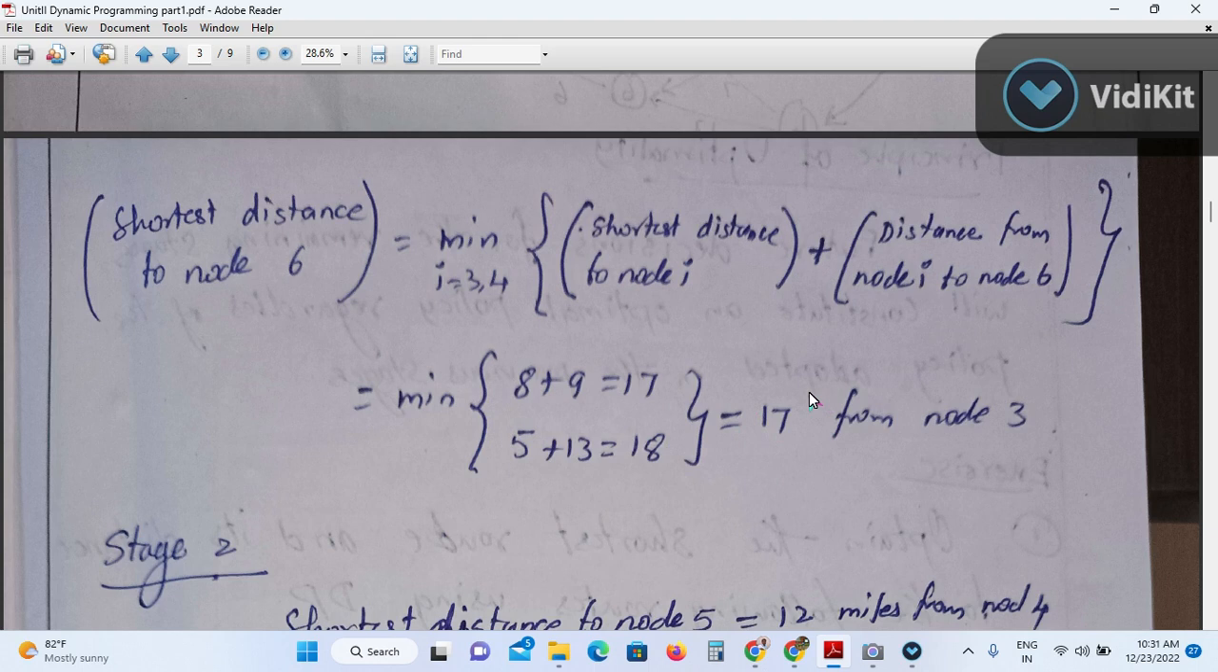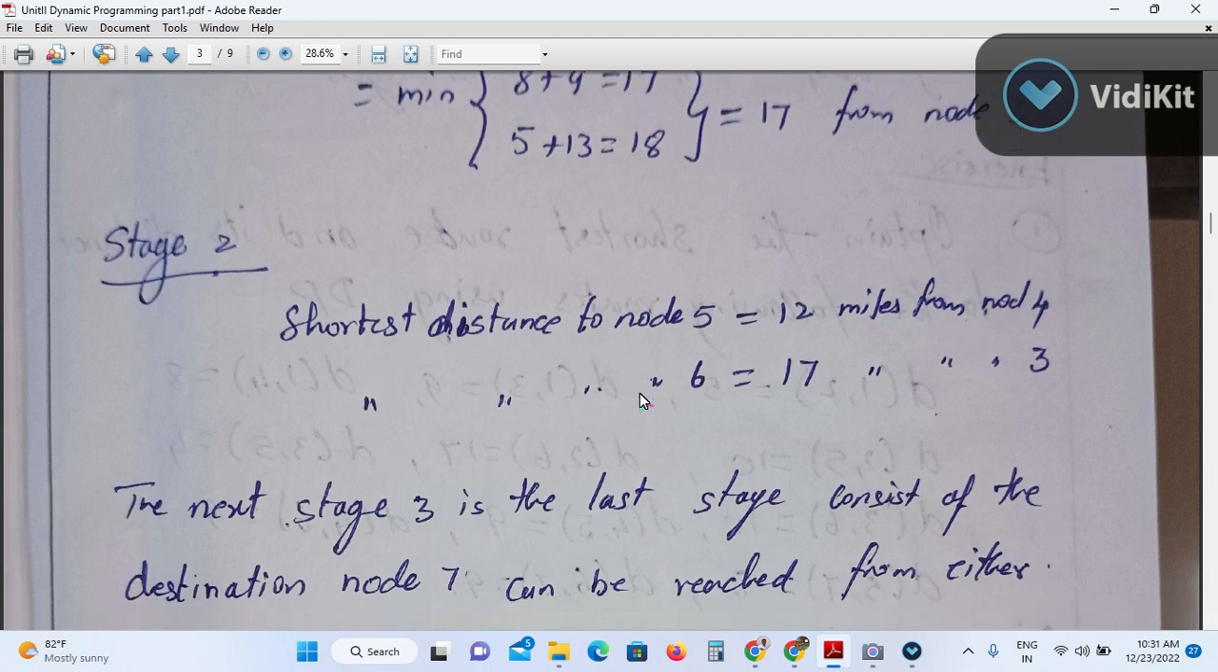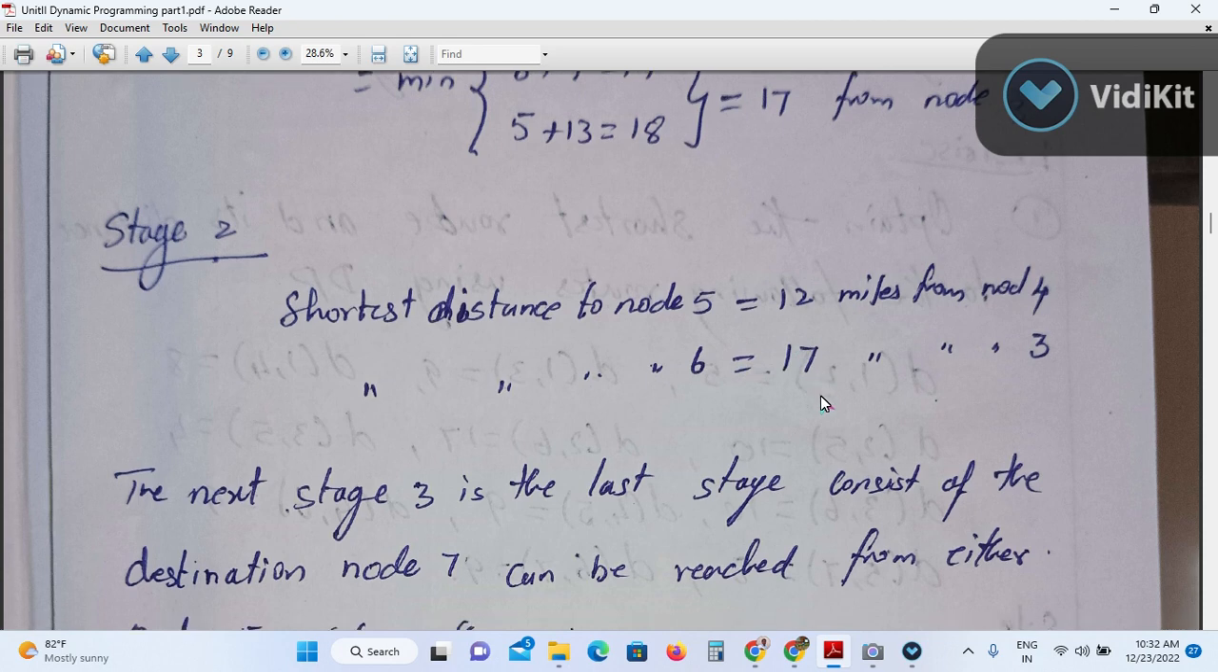So what is the conclusion? From 1 to 6, if you want to move through node 3, that is the shortest distance, right? Node 3 is the shortest distance. Now, with these two conclusions, we can move to the next stage. The final stage: we have to reach node 7 from 5 or 6. The shortest distance at node 5 we already observed is 12, and for node 6 it is 17.